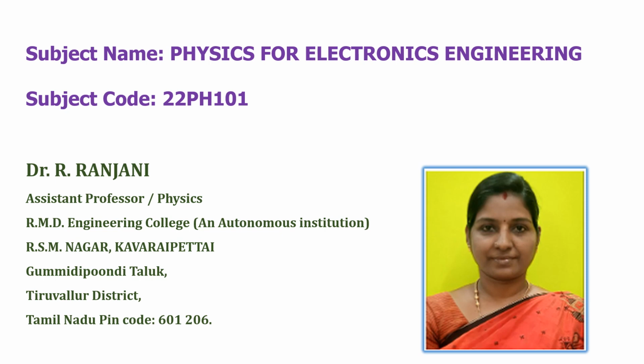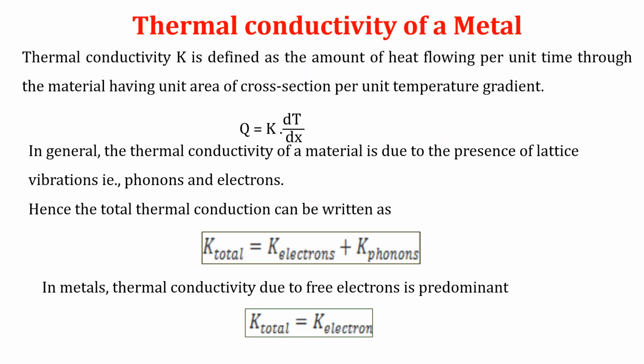Hi everyone. Today's topic is thermal conductivity of a metal from Unit 2, Electron Theories of Materials. The definition for thermal conductivity of a metal is: K, the thermal conductivity or coefficient of thermal conductivity of a metal, can be defined as the quantity of heat energy flowing through the metal per unit time through unit area of cross section per unit temperature gradient. The unit is watt per meter per Kelvin, W m^-1 K^-1.